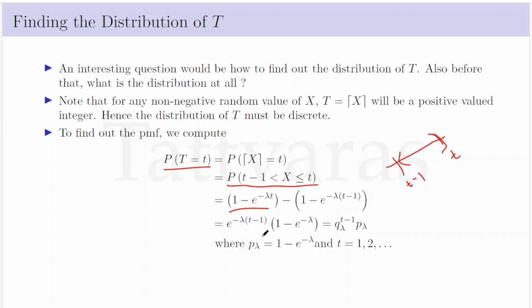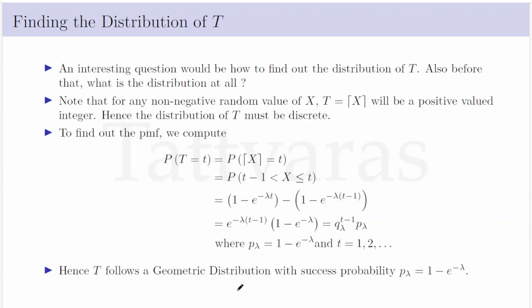Very simple. Once we take things common, we end up with this form: q lambda power t minus 1 times p lambda, where p lambda is the quantity 1 minus e power minus lambda. And we are observing this for t equal to 1, 2, and so on.